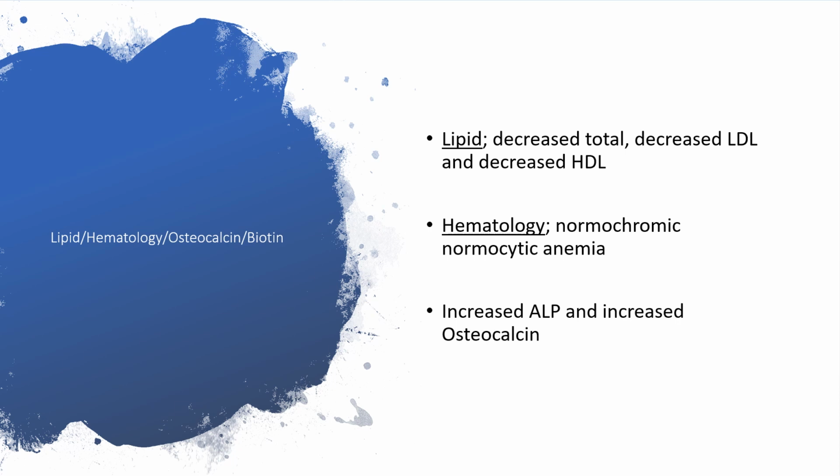Hematologically, we are going to pick normochromic, normocytic anemia because it's anemia of chronic disease. And there will be increased alkaline phosphatase and increased osteocalcin.